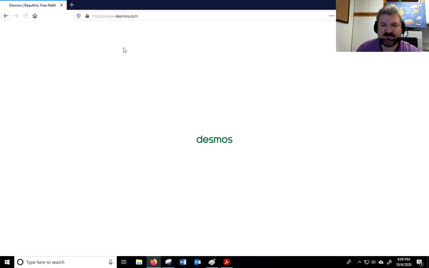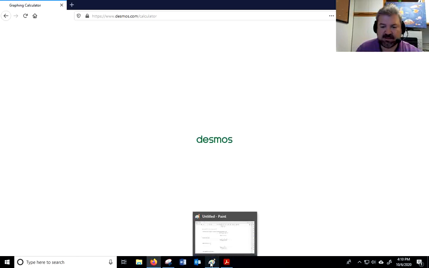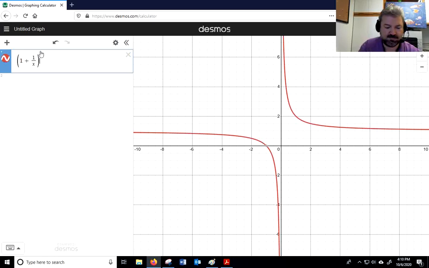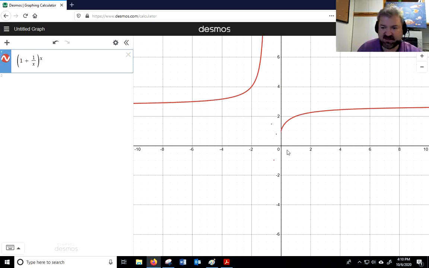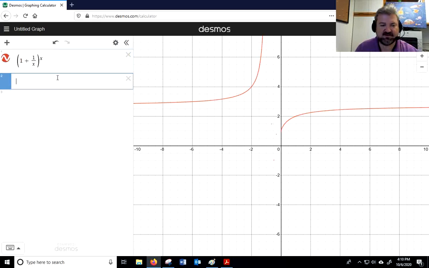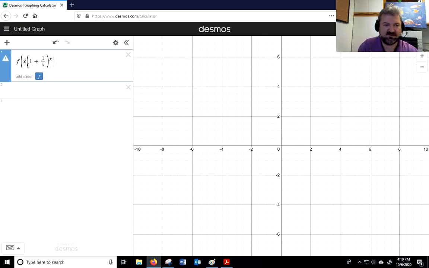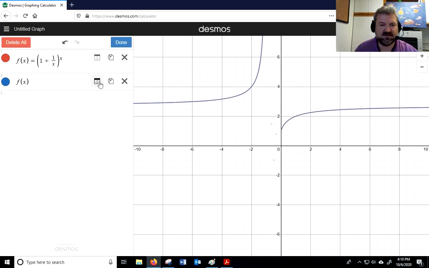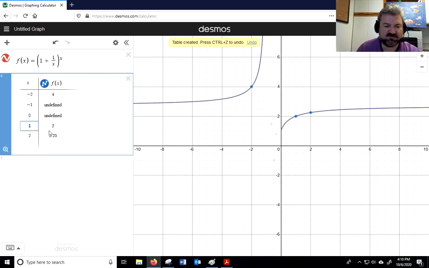All right, so I'm just going to pull up the Desmos graphing calculator, and type in 1 plus 1 over x to the n. One plus 1 over x to the x, I should say. All right, let's take a look at a table of values now. To make a table, I can say f of x equals, then down here, f of x again, and go to the settings and click on table. There we go. I'm going to look at some really big values.